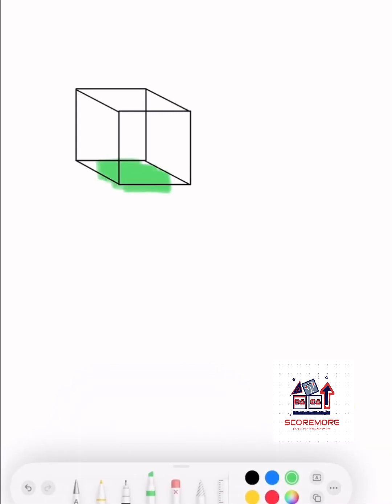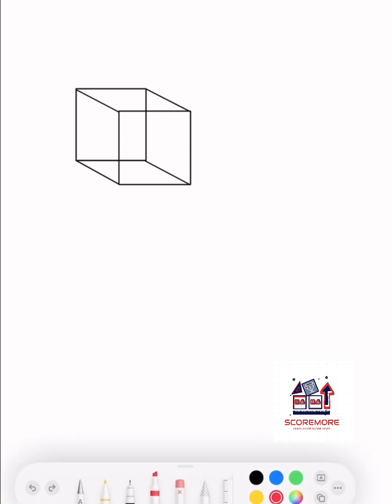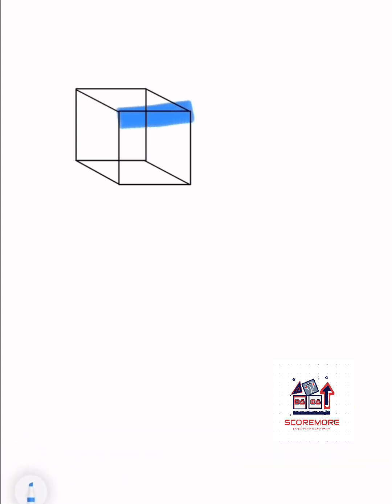And now let's talk about the vertex. Vertex are these vertex. And now let's talk about the edges. Edges are the straight lines. Let me draw it for you with the pen. These straight lines are the edges.